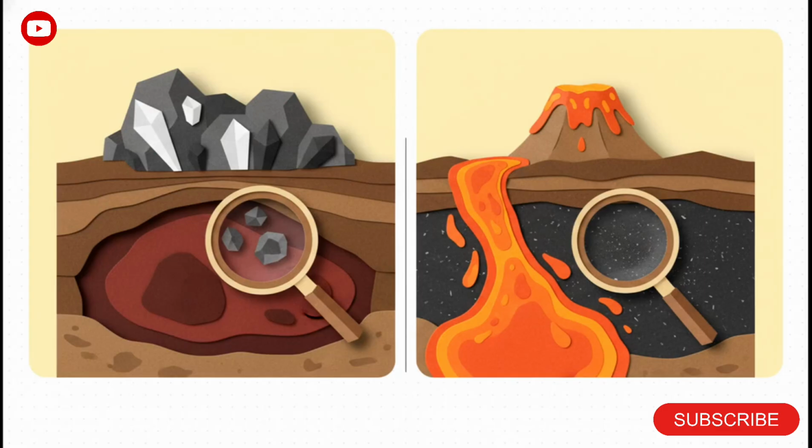Now, even within the igneous family, there's a key difference, and it's a favorite for examiners. It all comes down to where it cools. If it cools slowly, deep beneath the surface, you get intrusive rock, like granite. But if it erupts and cools super fast on the surface, you get extrusive rock, like the basalt that makes up our Deccan Plateau. Simple as that.